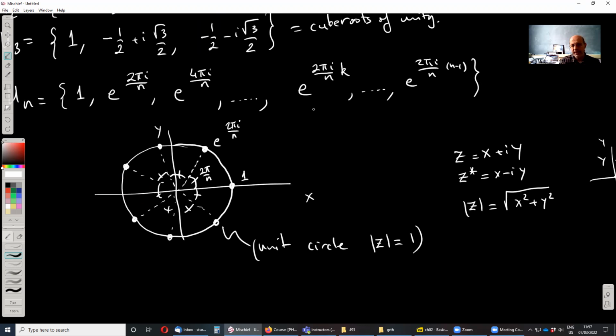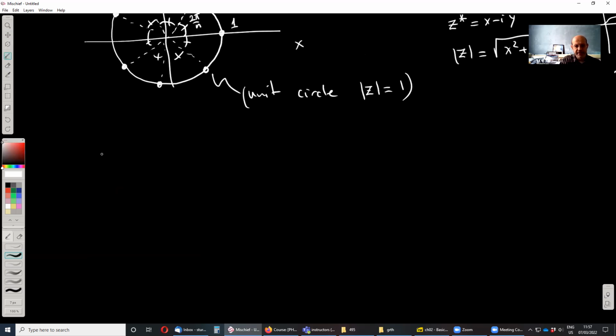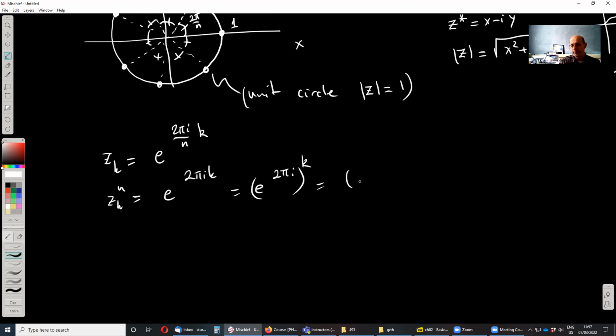So as a result, if I take this number in here, let's say z_k, it's e to the 2 pi i over n, to the power k. The nth power is equal to e to the 2 pi i k. So it's the kth power of e to the 2 pi i, but e to the 2 pi i is basically 1. So as a result, the nth power of that complex number is equal to 1.